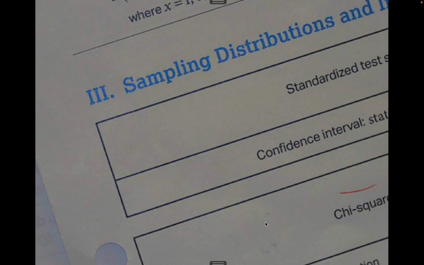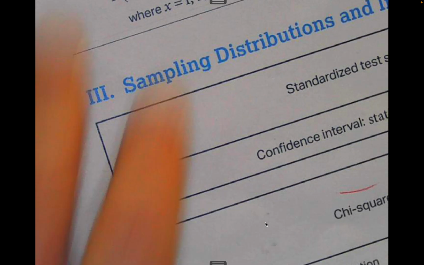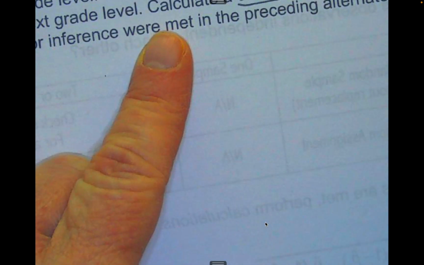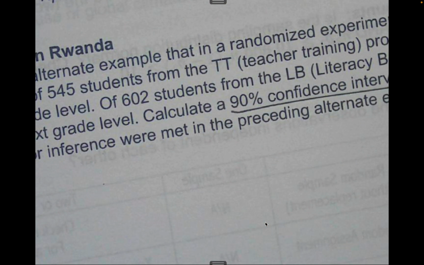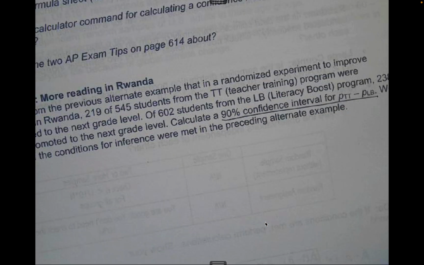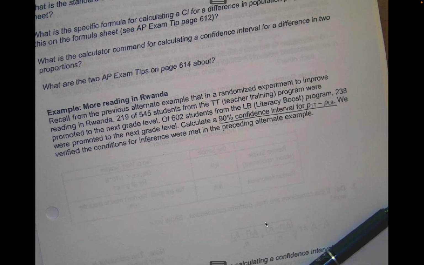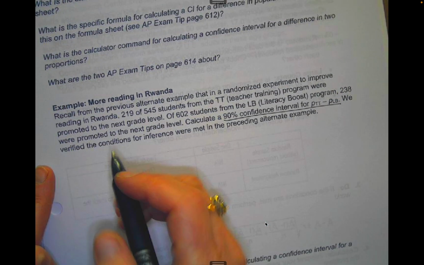Alright, so I will show you formula and calculator here. We're back to the Rwanda, I'm not sure if I can say that right. It says calculate a 90% confidence interval for the difference. Again, that's what we're doing here. We're not adding the two together, we're looking at a difference. We already checked the conditions, so to calculate the interval.